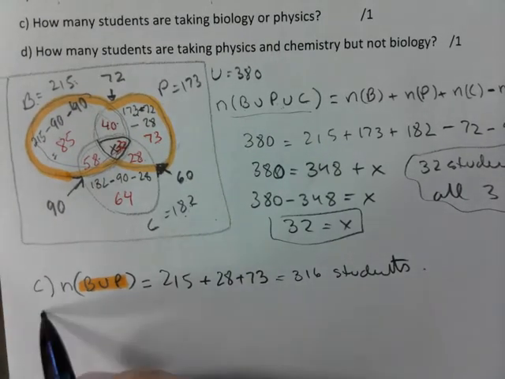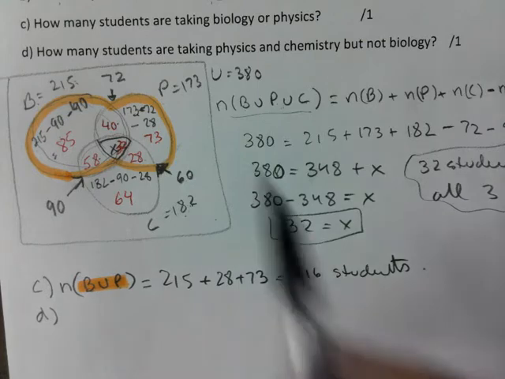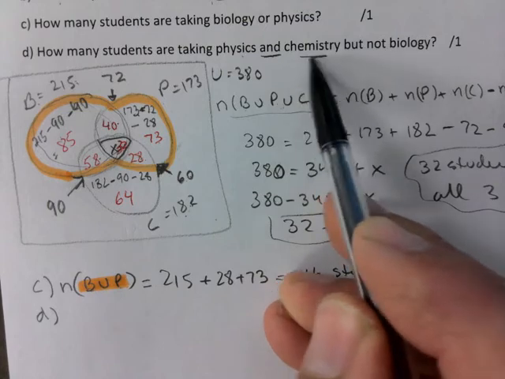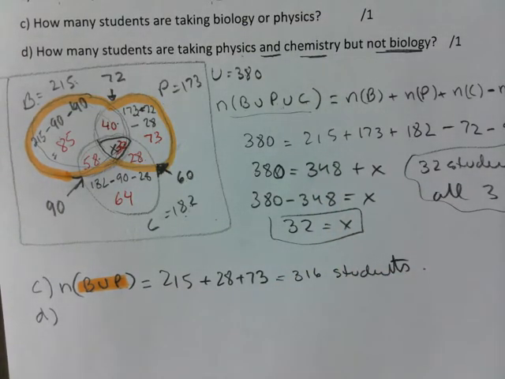Okay, D, how many students are taking, this one I'm curious to see. How many students are taking physics and chemistry, but not biology? What would you say? Try to figure it out. Just take a moment. Which number would you pick? There's only a number, by the way. There's only one number.